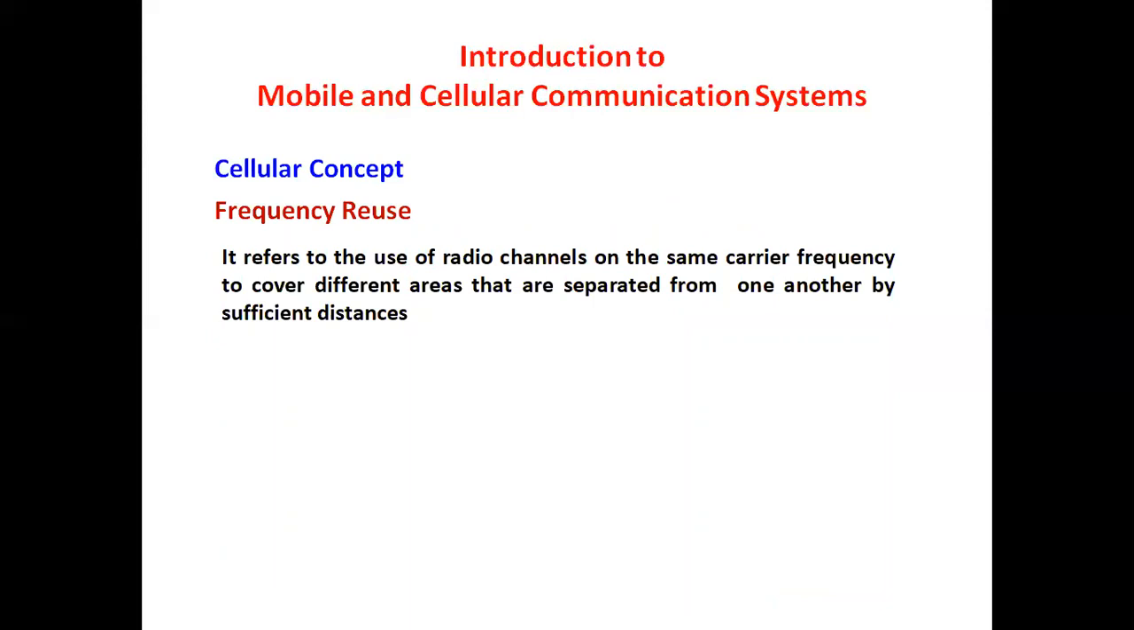Another issue in the cellular concept is frequency reuse. It refers to the use of radio channels on the same carrier frequency to cover different areas that are separated from one another by sufficient distances. Since users in different geographical areas, or cells, may simultaneously use the same frequency, this technique maximizes the number of mobile phones served in a given geographical area and spectrum efficiency.